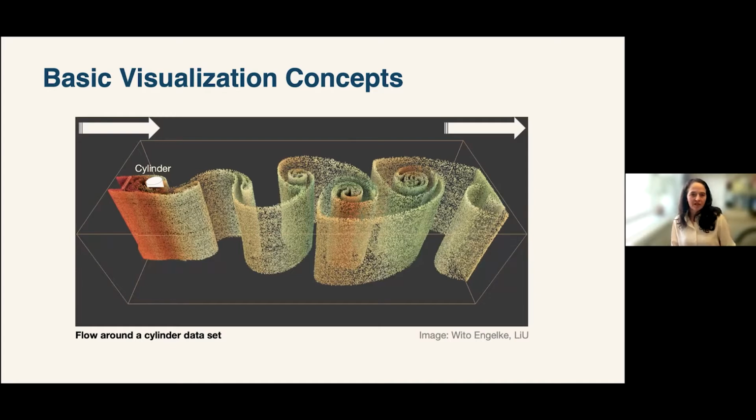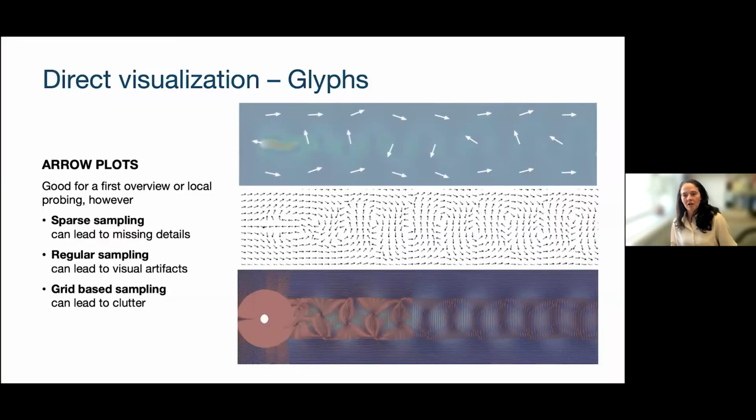So the first visualization possibility, maybe the most direct way, is to show the flow just as arrows or as glyphs. And here on this image, you see 3 different glyph representations of one slice of the data set that I introduced before, the flow around the cylinder. And here on the top image, this is a very sparse sampling. You can immediately see that the sparse information does not really tell you much about the flow.